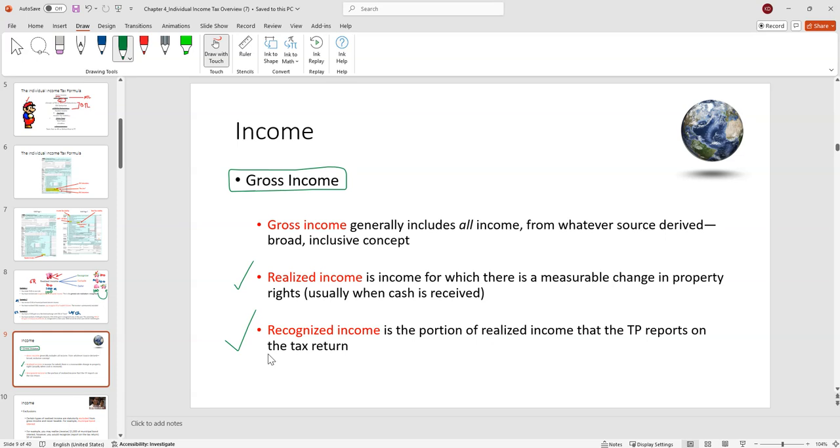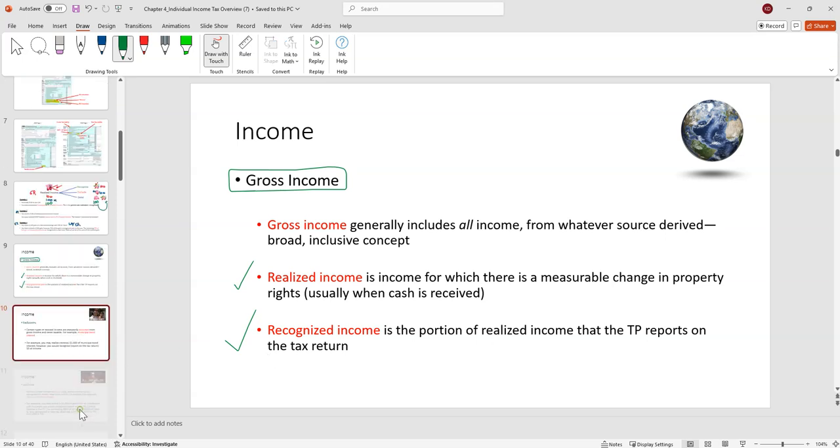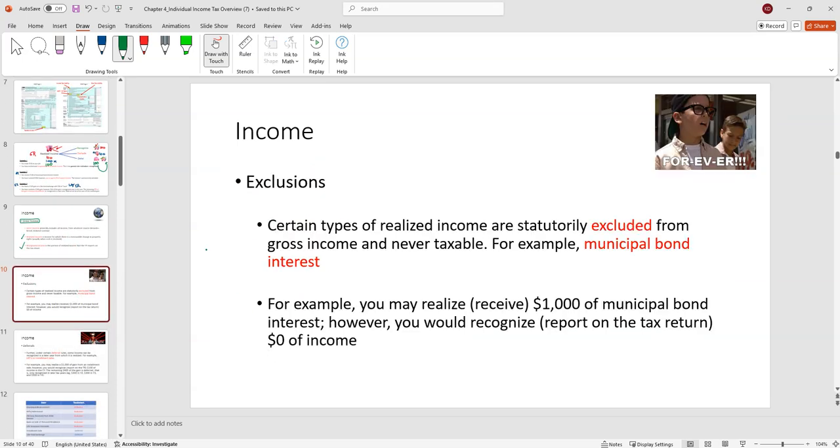So to keep it straight in your head, realization is what happened. Recognition says, in light of what happened, how much are we actually going to put on the return? The more important of the two, honestly, is recognition, because if you recognize it, then you're going to have to pay tax on it, okay? So that's going to be the general rule that we talked about, but we did say there's exceptions.